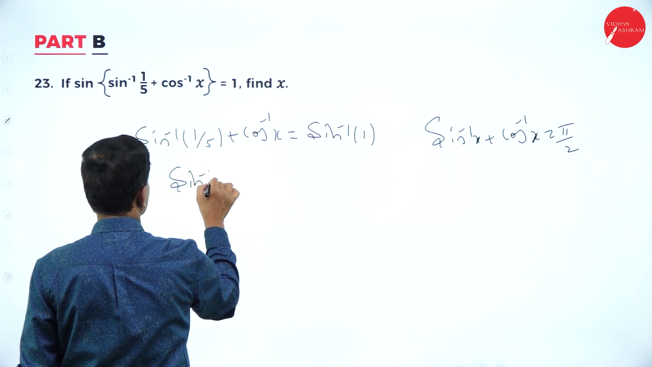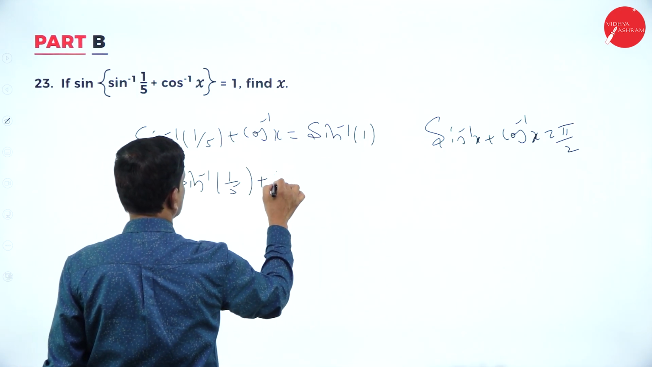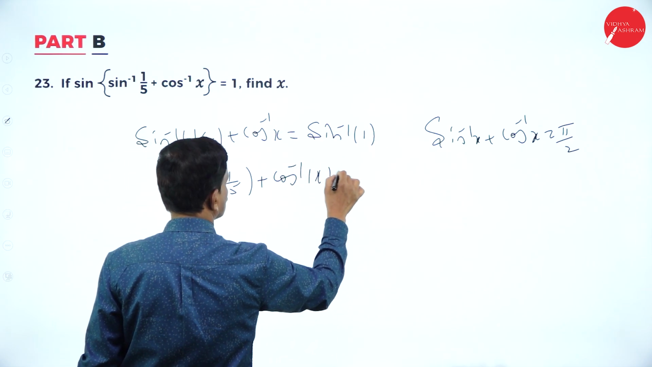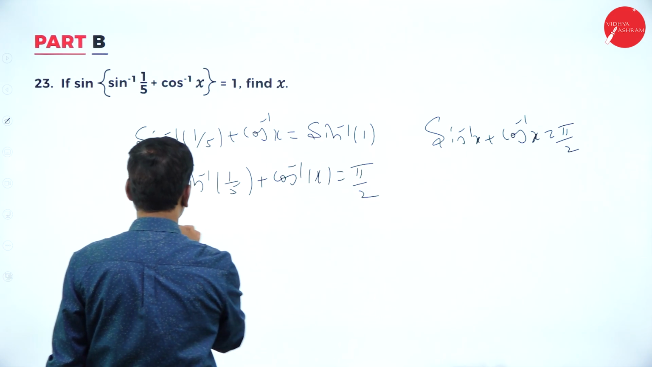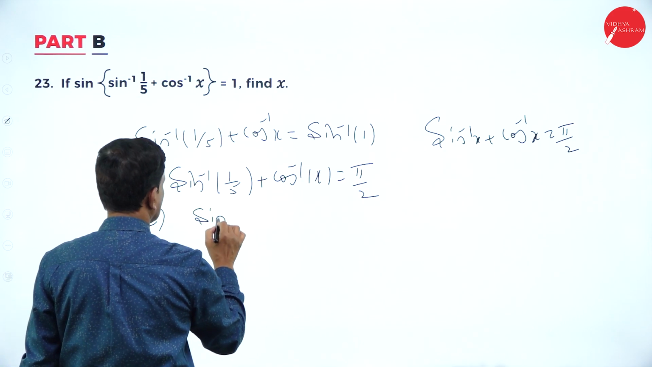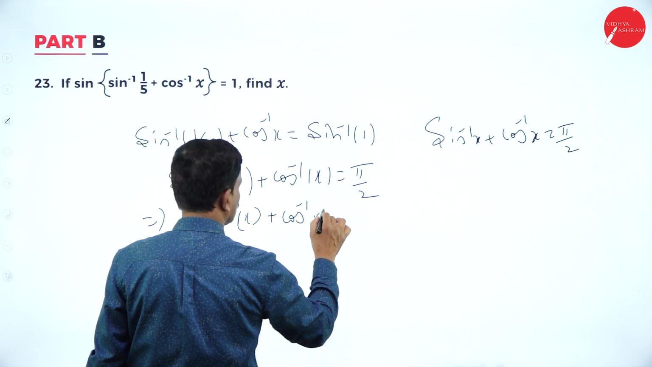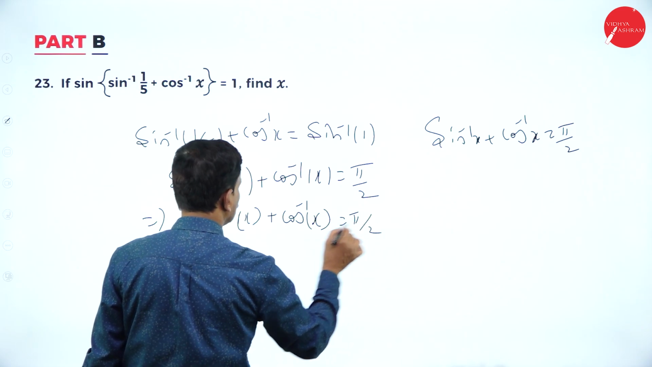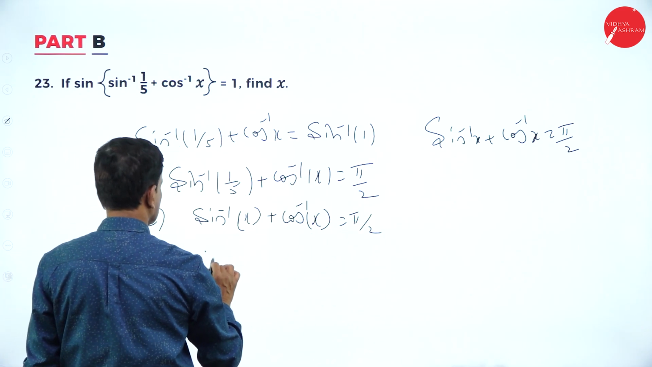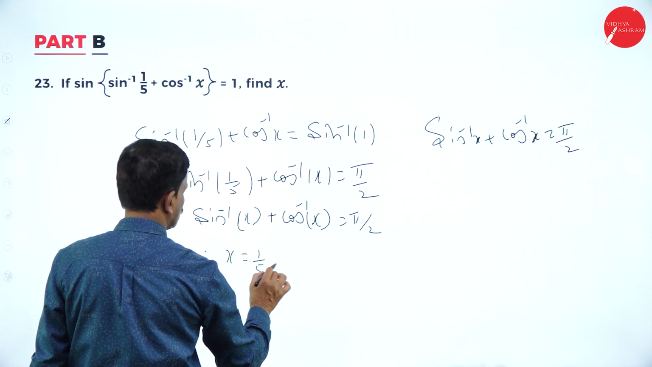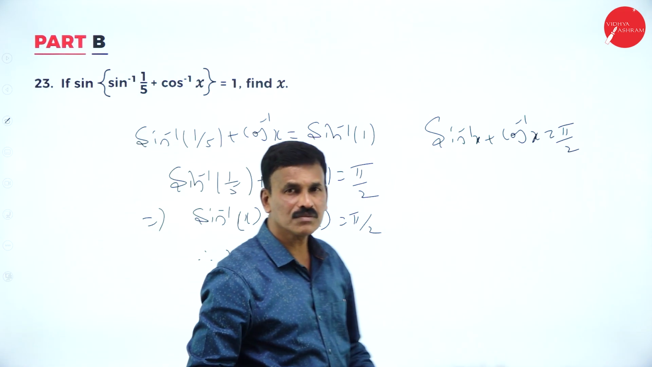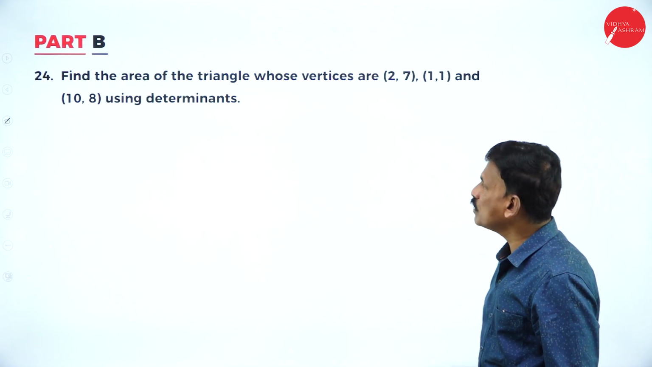So, this is nothing but sin inverse of 1 by 5 plus cos inverse of x is equal to sin inverse 1, which is pi by 2. Comparing with sin inverse x plus cos inverse x is equal to pi by 2, therefore, x is equal to 1 by 5. That's it. Very simple. Right. Now, move on to the next.